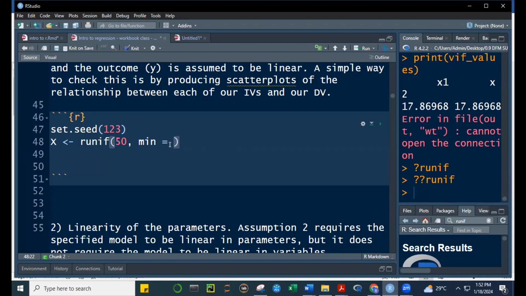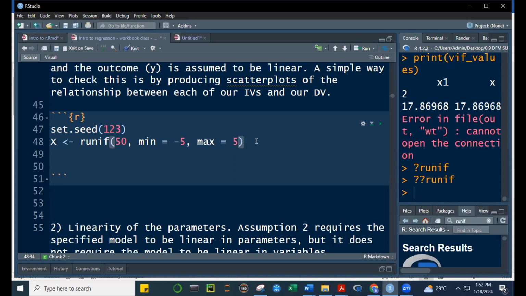Okay, for the minimum, class, let's say -5, so that it's not too wide. Maximum is equal to 5. Okay, so what R will do, this is a uniform distribution, right? It will create 50 numbers from -5 up to 5, and the distribution is almost equal. That's what a uniform distribution is. Okay, so that will be our X.